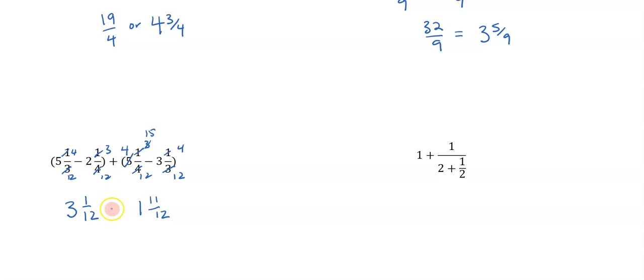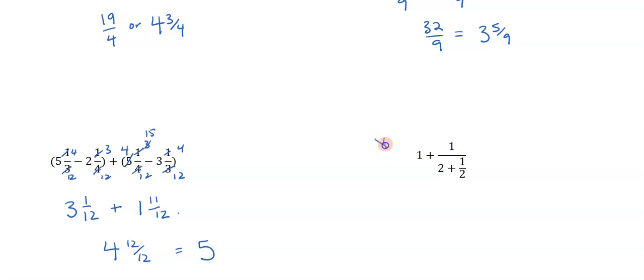Otherwise, if that gets confusing, you just change them to improper, and you could do it that way. But I'm showing you how sometimes when you leave it as mixed, it just keeps it simple here. Now that they're mixed, I can just go 3 plus 1 is 4. 1/12 plus 11/12, oh, that's 12/12, isn't it? So 4 plus 12/12 is going to be 5. 4 plus 1. All right.